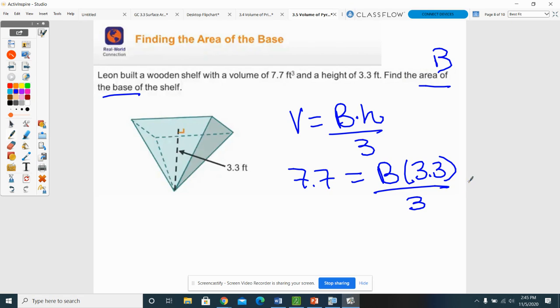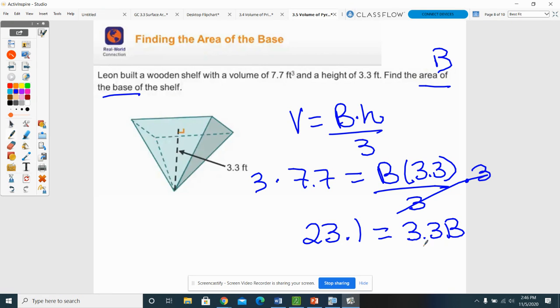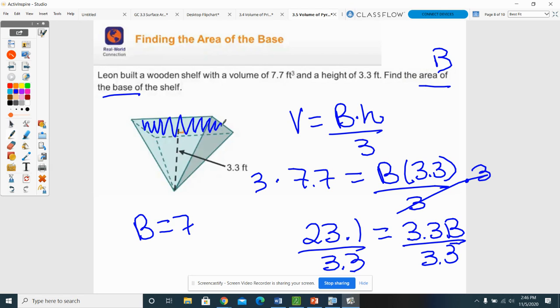This time we're getting big B by itself, but the process is the same. Multiply both sides by 3. You'll take 7.7 times 3 in your calculator, and you'll get 23.1. And that is 3.3 times big B. Divide both sides by 3.3, and you get big B equals 7. 7 is the area of the base. Area is measured in feet squared, so that will be 7 feet squared.